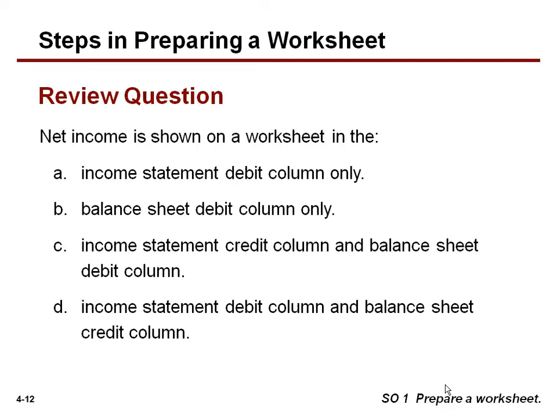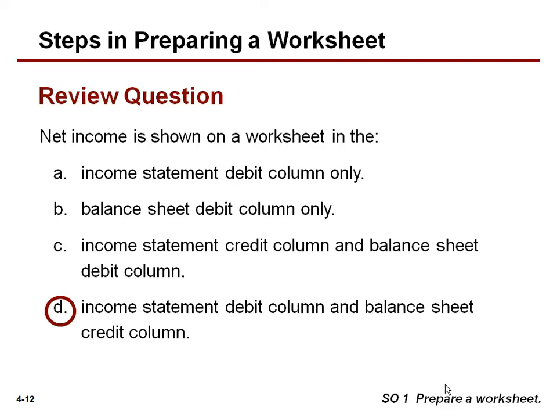Review question for the worksheet. Net income is shown on the worksheet in which column? As the difference between the income statement debit and credit columns, here as a debit only to balance that section of the worksheet. It's also shown in the credit column of the balance sheet because we're giving the owner credit for the net income or net results of the period, which are required to balance that particular statement.